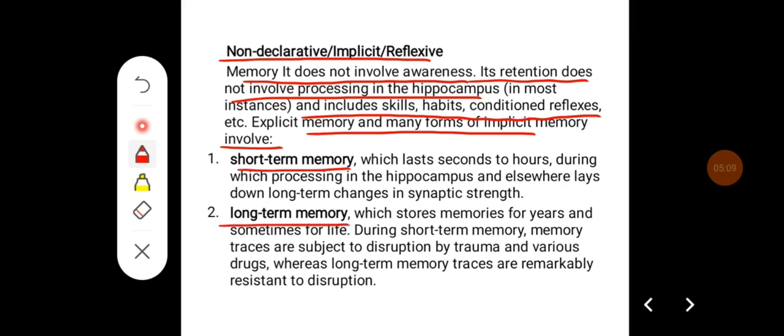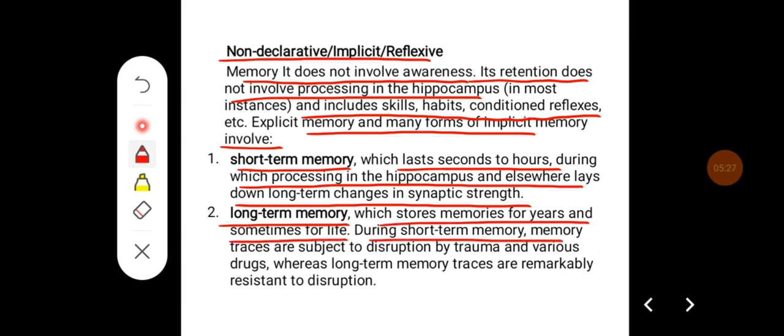Short-term memory lasts for seconds to hours, during which the processing in the hippocampus and elsewhere lays down long-term changes in synaptic strength, whereas long-term memory stores memories for years and sometimes for life. During short-term memory, traces are subject to disruption by trauma and various drugs, whereas long-term memory traces are remarkably resistant to disruption.